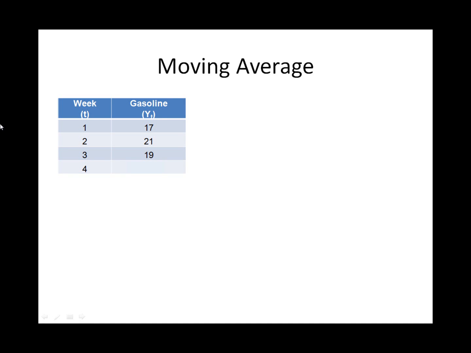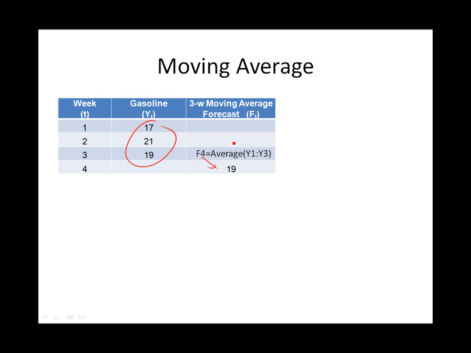Hello, in this tutorial I will demonstrate the use of the moving average function in Excel and how it can be used in forecasting. Gasoline prices change over time and we could use the average of the last 3 weeks' prices to forecast the price for week 4. Our forecast would equal 19, which is the average of these 3 values.